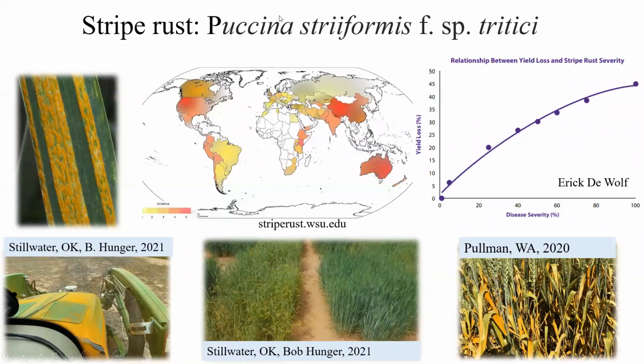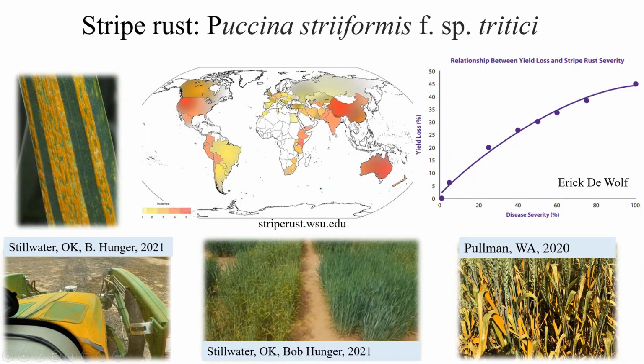Stripe rust is caused by the fungus Puccinia striiformis formae speciales tritici. It shows here as these elongated yellow stripes on the leaf surface. So it's named stripe rust or yellow rust. This is a very common disease now. Basically, it is present everywhere wheat is grown.